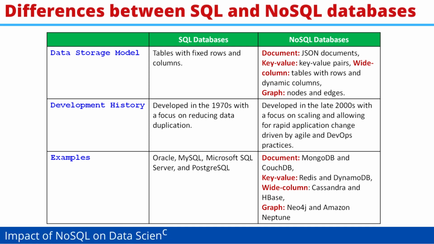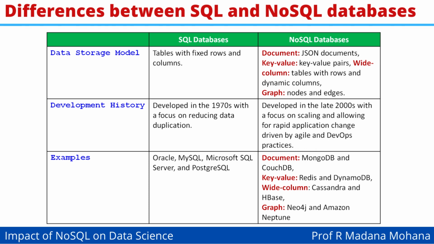While coming to the differences between SQL and NoSQL databases, we compare the four types of NoSQL databases with SQL databases on various factors. The first one is the data storage model. In SQL databases, it is tables with fixed rows and columns. Whereas in NoSQL databases, document databases use JSON documents, JavaScript Object Notation. Key value databases use key value pairs. Wide column databases use tables with rows and dynamic columns. Graph based databases use nodes and edges.